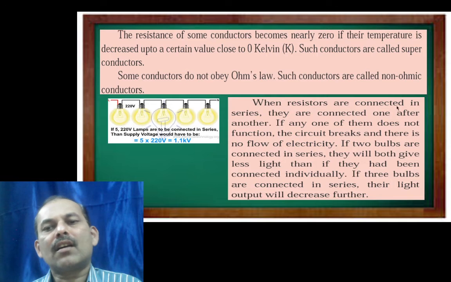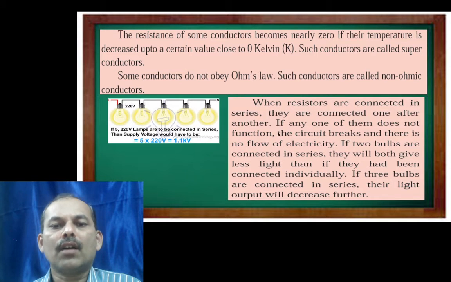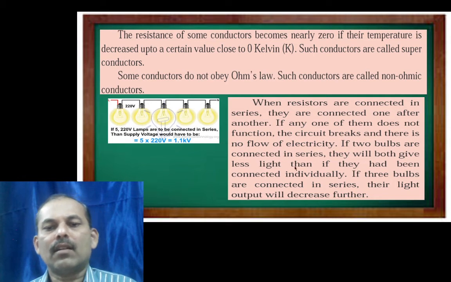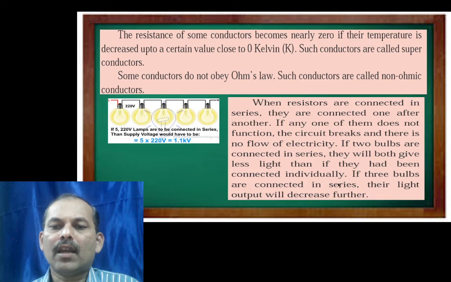When resistors are connected in series, they are connected one after another. If any one of them does not function, the circuit breaks and there is no flow of electricity. If two bulbs are connected in series, they will both give less light than if they had been connected individually. If three bulbs are connected in series, their light output will decrease further.